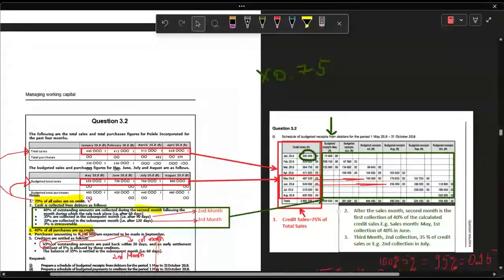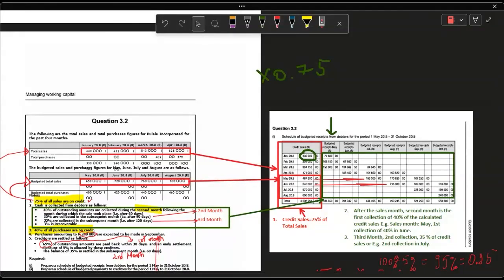After the sales month, so if you sold things in January, the second month will be February. If you've sold things in May, the first month after is June. The second month is actually July, right? Just make sure of that. And remember again, it is in the reading. Just make sure that the 40% is in the second month following the month in which the sale took place.